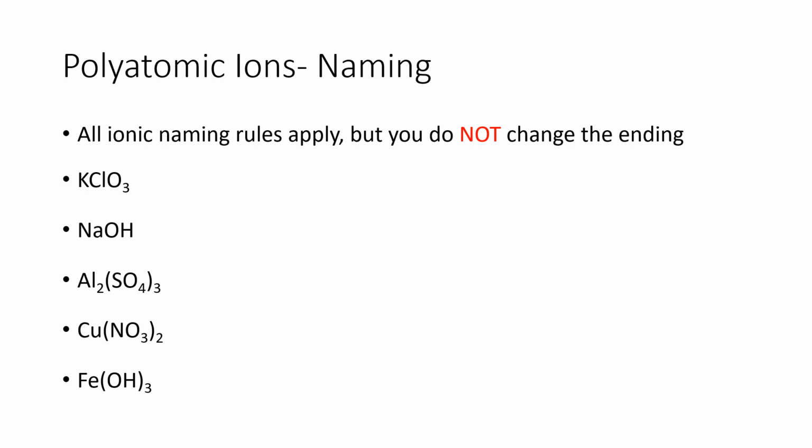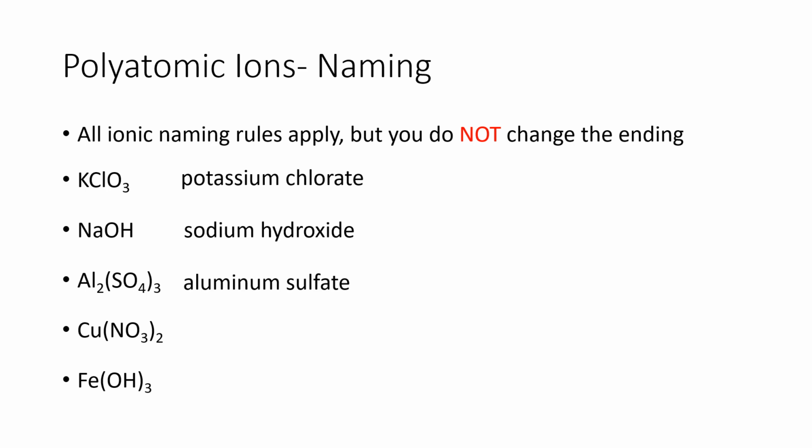All ionic naming rules apply, but you do not change the ending. So you are never going to change the ending of a polyatomic to IDE. Leave it as is on your memorization list. Let's go through some of these. We have KClO3. Remember, K is potassium. ClO3 is chlorate. So this is potassium chlorate. Na is sodium. OH is hydroxide. Al is aluminum. SO4 is sulfate.